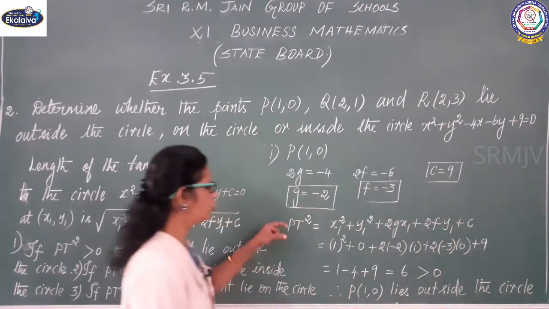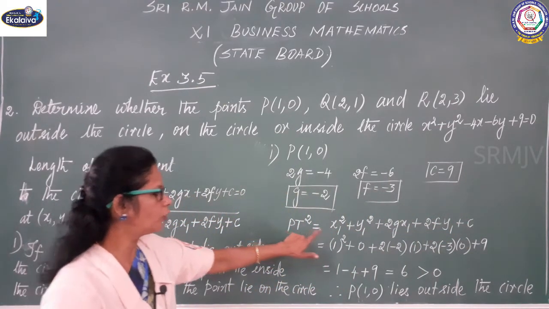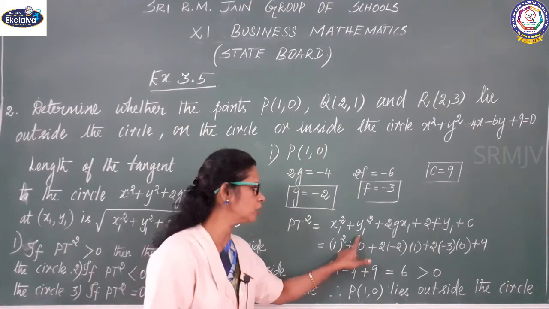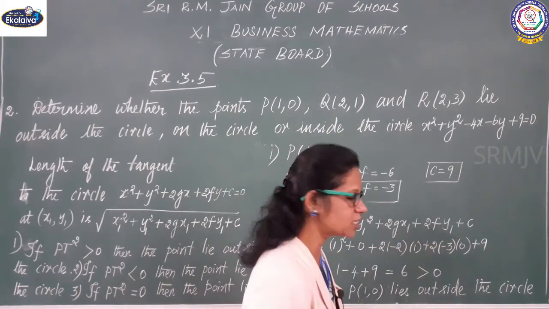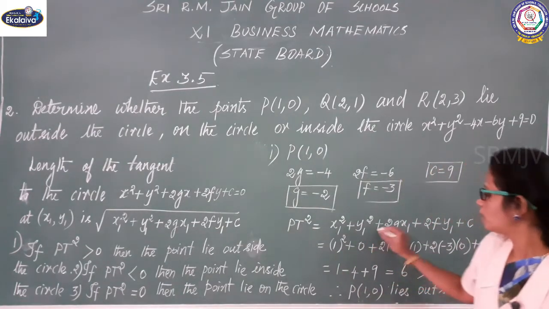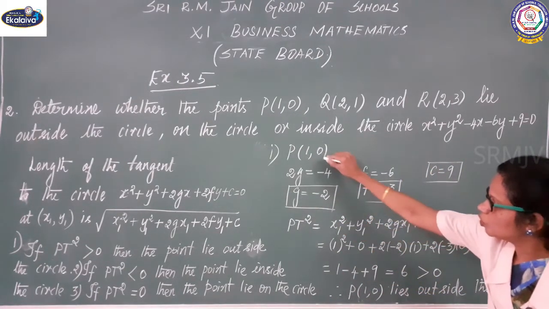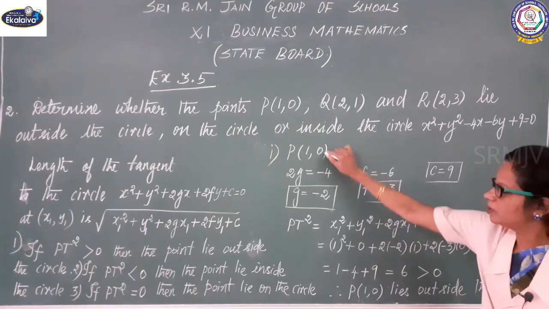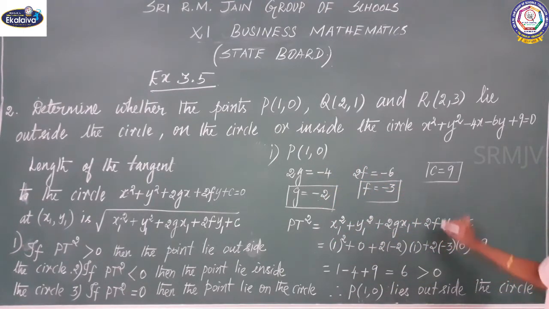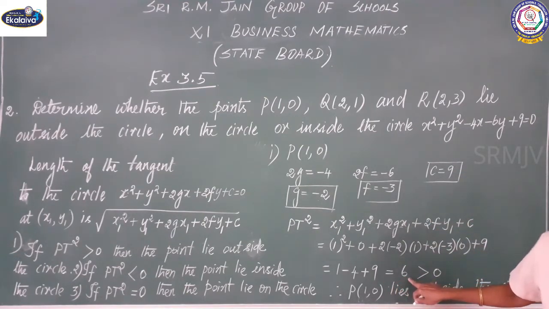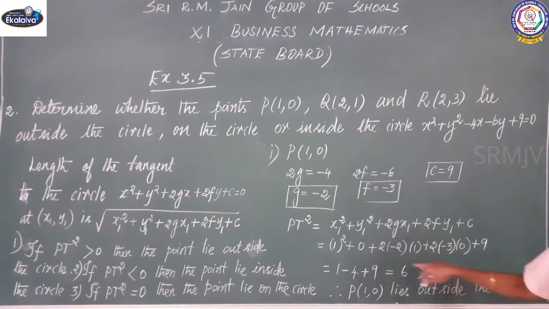Again I am going to repeat. PT square equal to x1 square plus y1 square plus 2gx1 plus 2fy1 plus c, right. Length of the tangent. x1 value you know 1, y1 value is 0, g is minus 2, f is minus 3, c is 9. That you substitute, you arrive at the result as 6, that is greater than 0. If it is greater than 0, the point lies outside the circle.